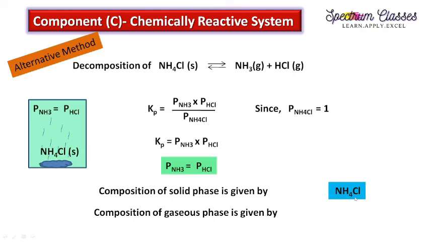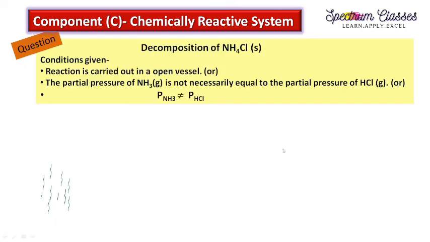So the composition of the solid phase is given by NH4Cl and the composition of the gaseous phase will be given by NH3. If we know NH3, we can determine the HCl, and if we combine them, we will get NH4Cl. So only one component or one species is required to define the whole system. Suppose this same question is given in this manner: decomposition of NH4Cl solid carried out in an open vessel, where the partial pressure of NH3 gas is not necessarily equal to the partial pressure of HCl gas, or PNH3 is not equal to PHCl.